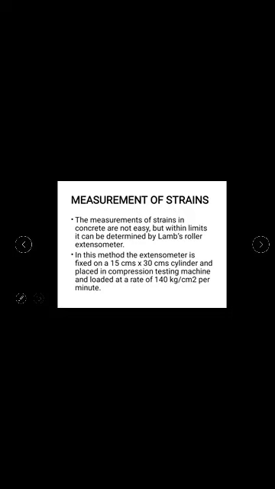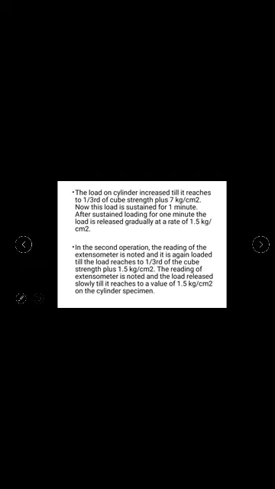That means this specimen has to sustain this load. After sustained loading for 1 minute, the load is released gradually at a rate of 1.5 kg per centimeter square. So now the loading is released at a rate of 1.5 kg per centimeter square. Now this is the first operation. In the first operation, you will be placing the sample within the gauge length, and then you will be applying the load. You will hold the load for 1 minute, and then the load is gradually released.